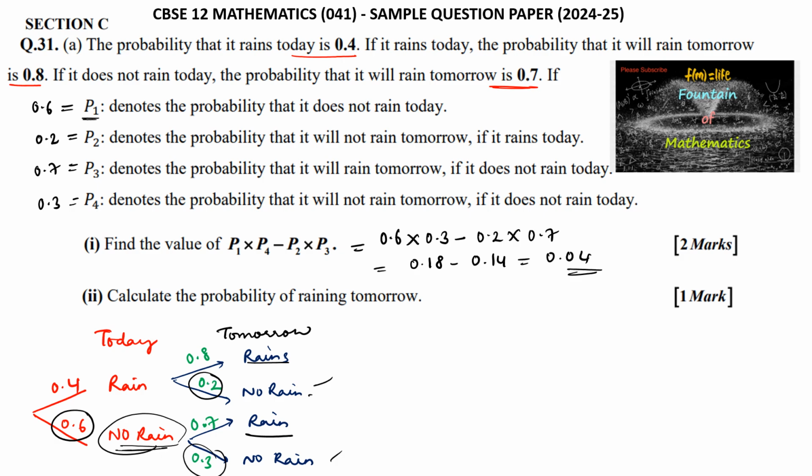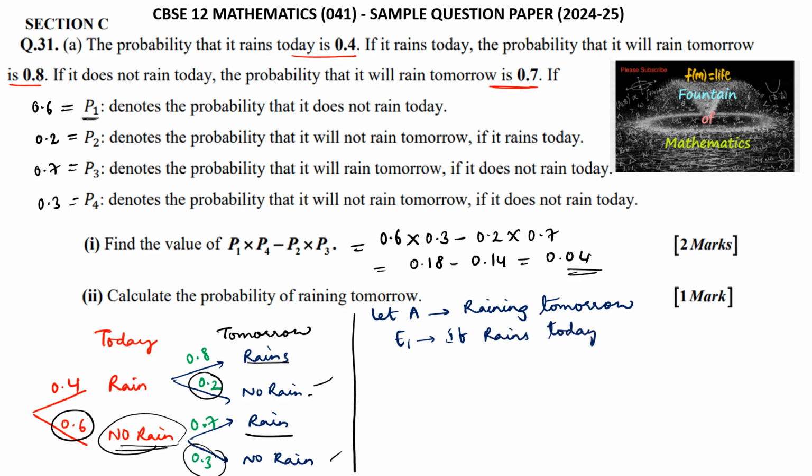And coming to the second one, calculate the probability of raining tomorrow. So let us consider the events. Let A be the event raining tomorrow. Again here two cases arise. Let us consider E1 if it rains today, and E2 if no rain today.